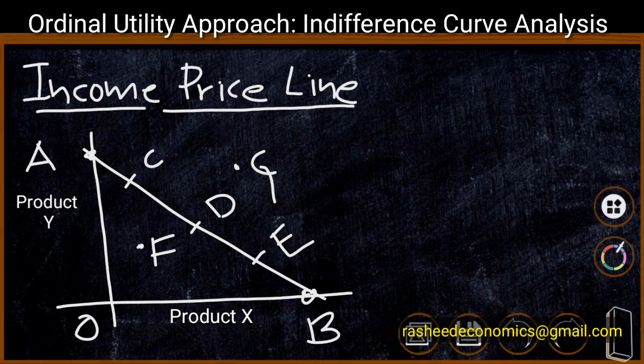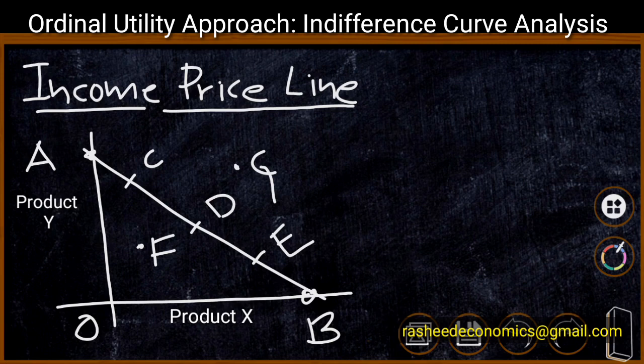Therefore, we can say that AB is the income price line. It shows all possible combinations of product X and product Y that can be purchased by the consumer by using his entire income. An income price line shows all possible combinations of two products that can be purchased by the consumer at the existing income and price conditions. If income and price conditions change, this income price line will also change.